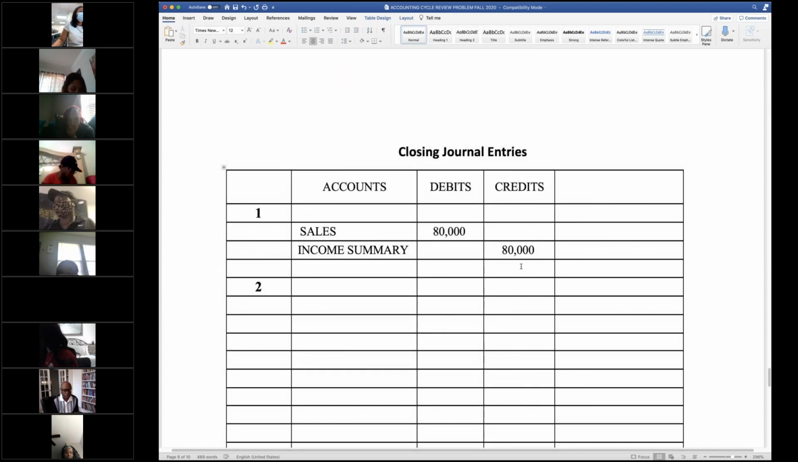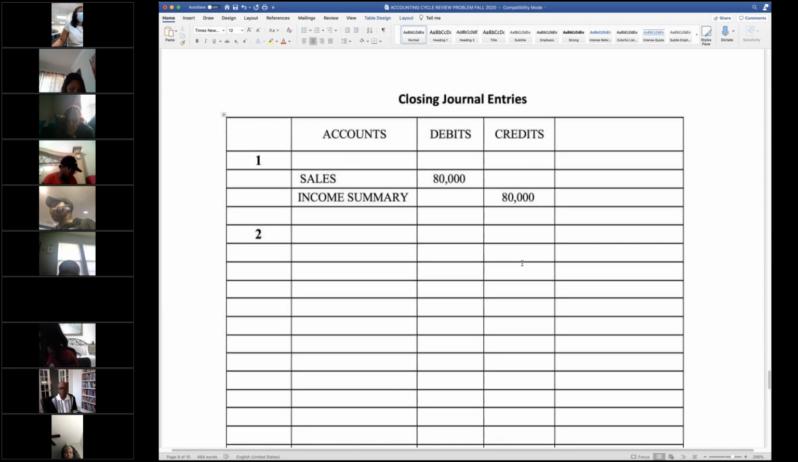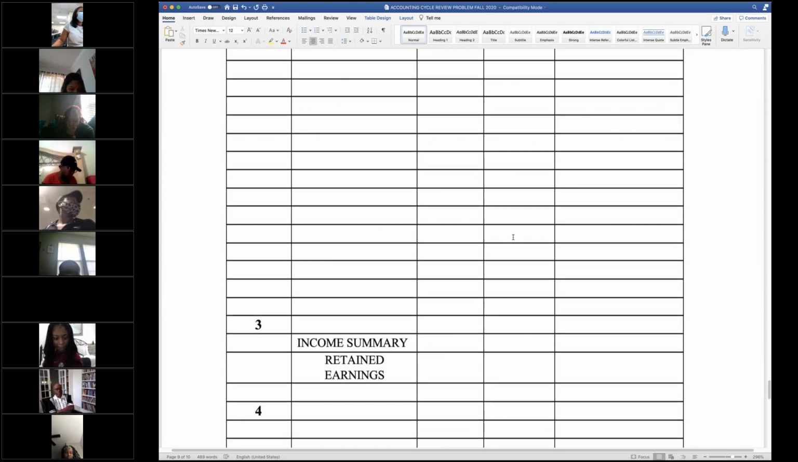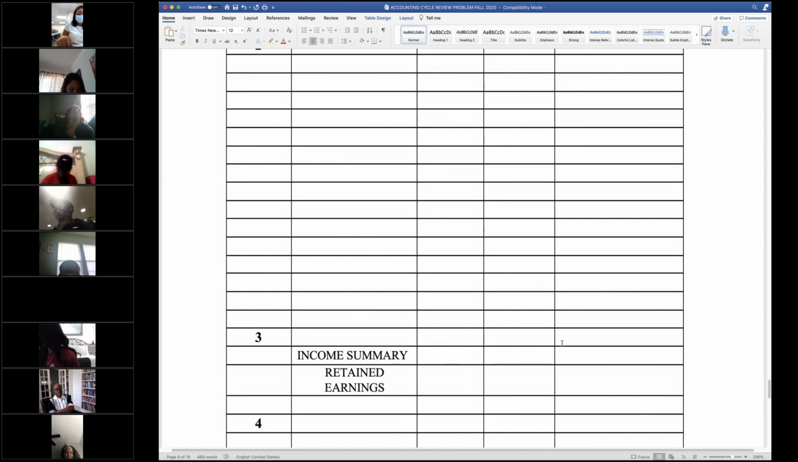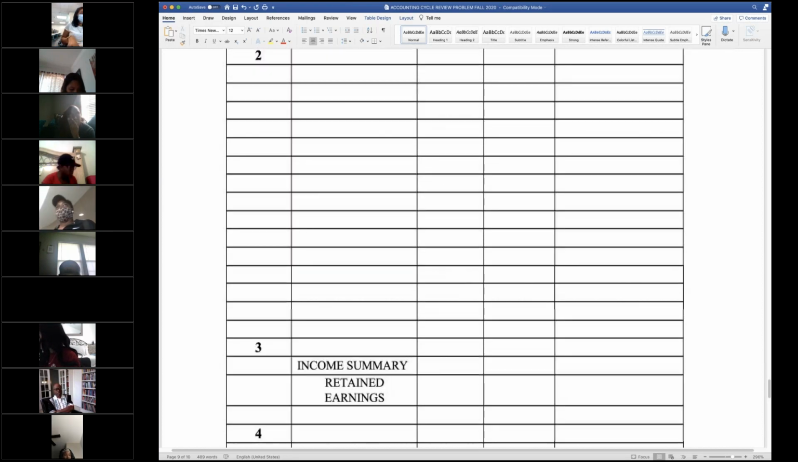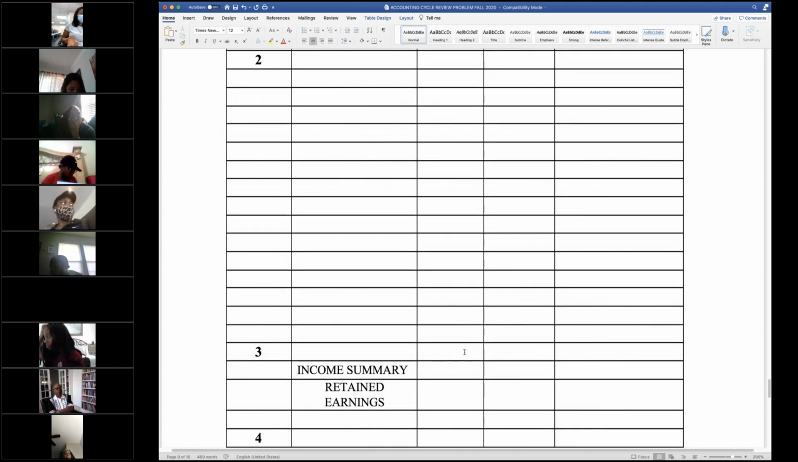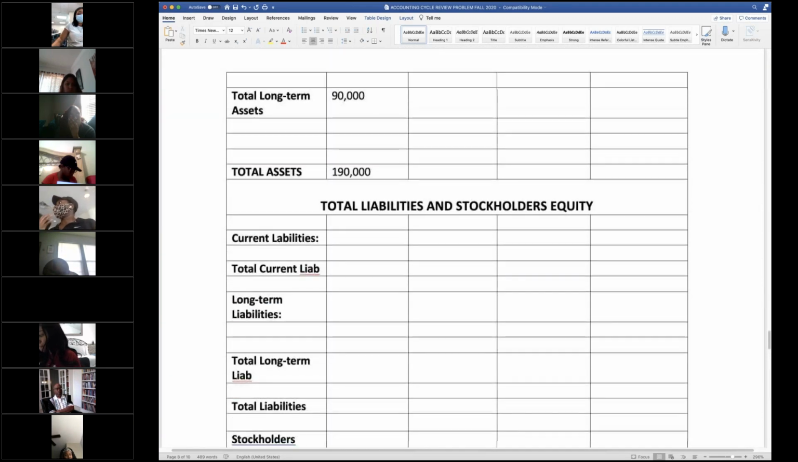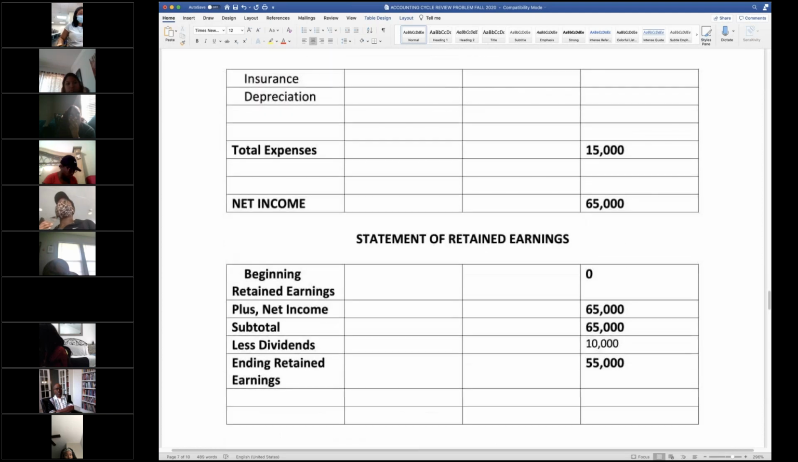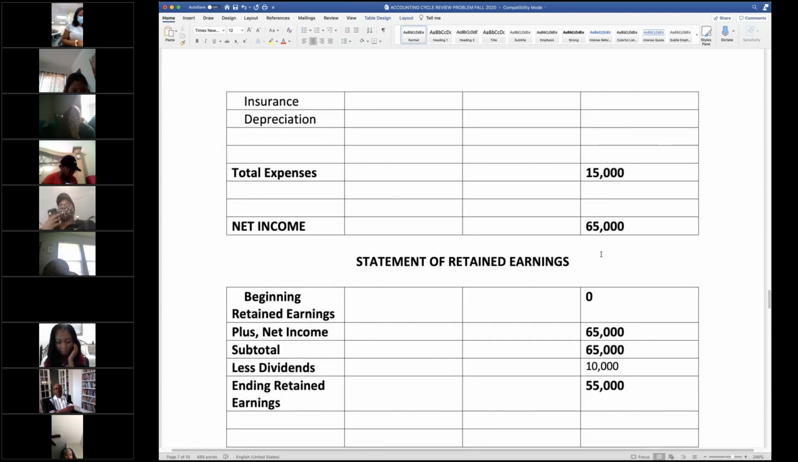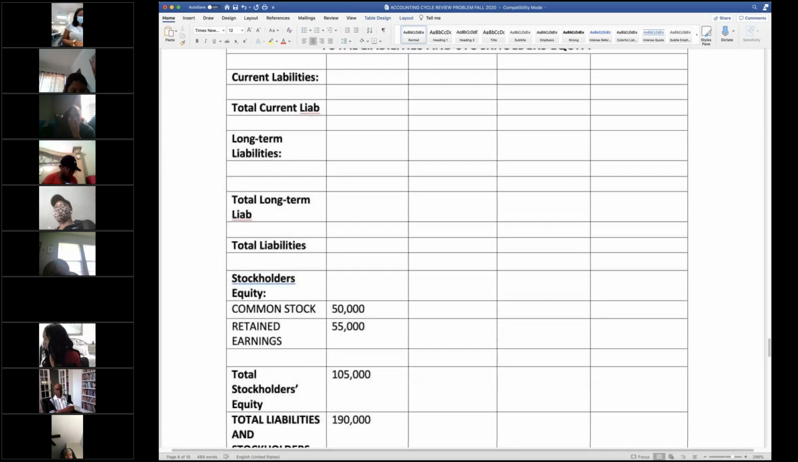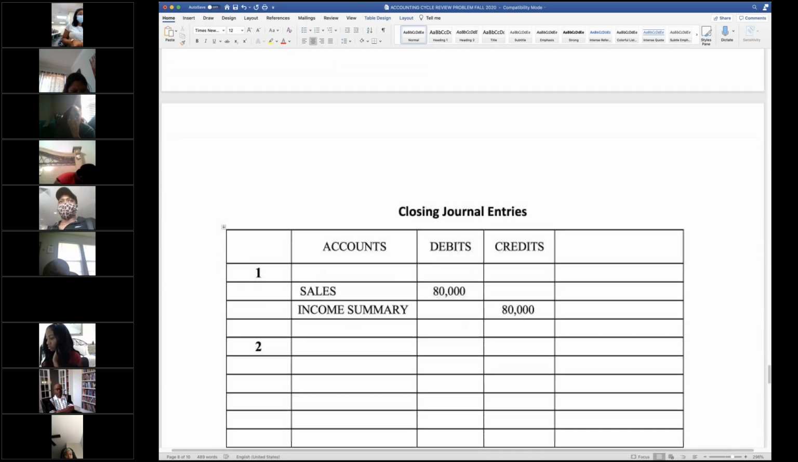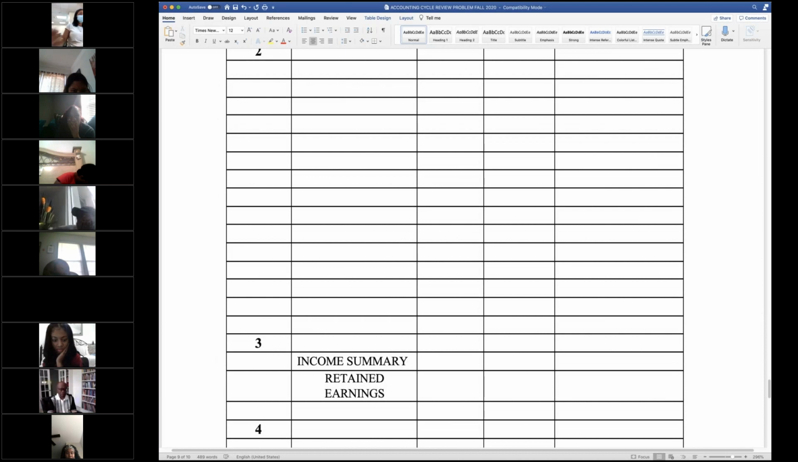Okay, so I'm assuming you can pull that up. Now we got to close out the income summary account. What's the amount in this journal entry going to be? It's always going to be the net income. So we're going to debit income summary for $65,000 and credit retained earnings for $65,000.